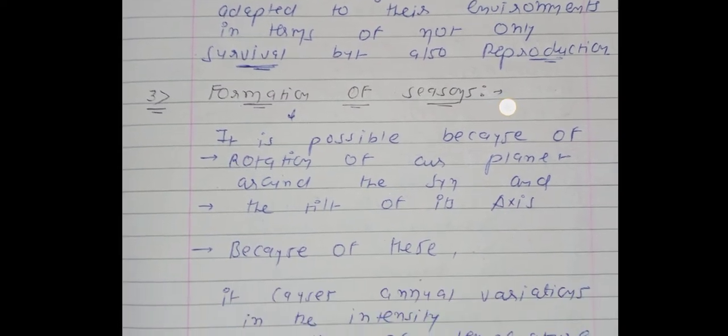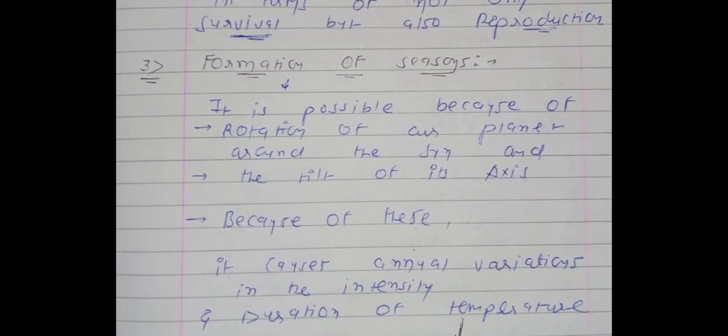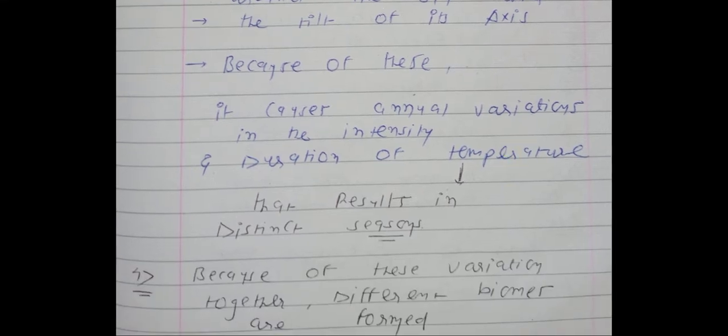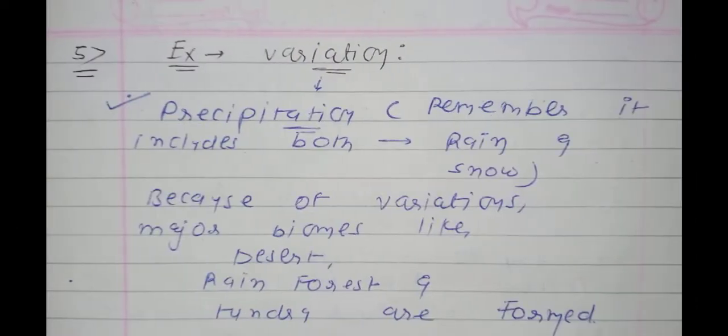Now point number 3, if we talk about the formation of seasons, we can say that because of rotation, annual variations are there. In annual variation, there is a difference in intensity as well as duration of temperature, which leads to different types of seasons. Because of different types of seasons, different types of biomes will be formed. So point number 4 is also completed, page number 1 is completed.